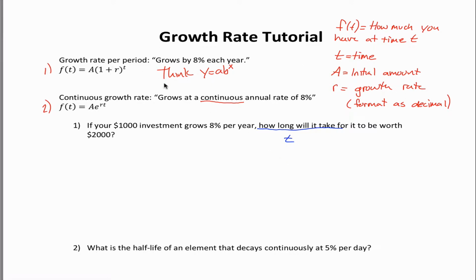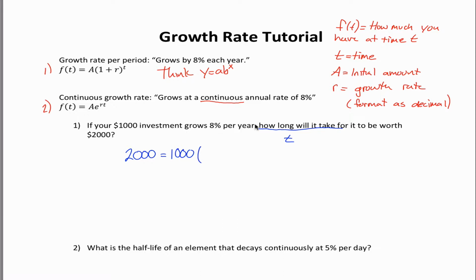I'll note this top equation because it doesn't say anything about a continuous growth rate. So I got to plug in for everything except for t. F of t is how much I have at time t. At time t, it'll be worth $2,000. So I say 2,000 equals A. A, what was that? Oh, right, my initial amount. If your $1,000 investment, sounds like starting with $1,000.